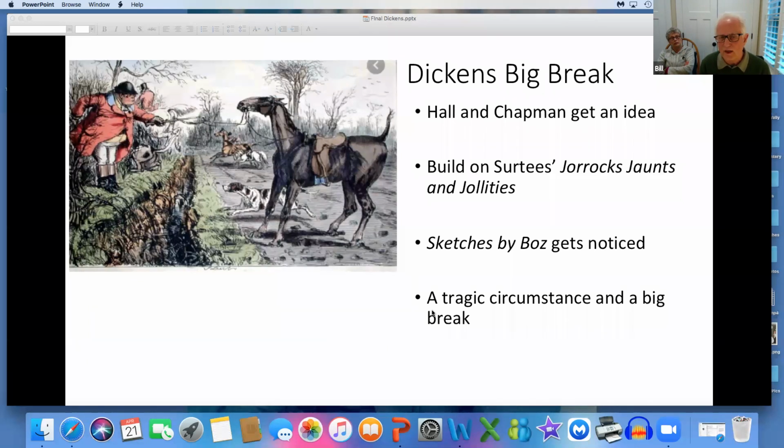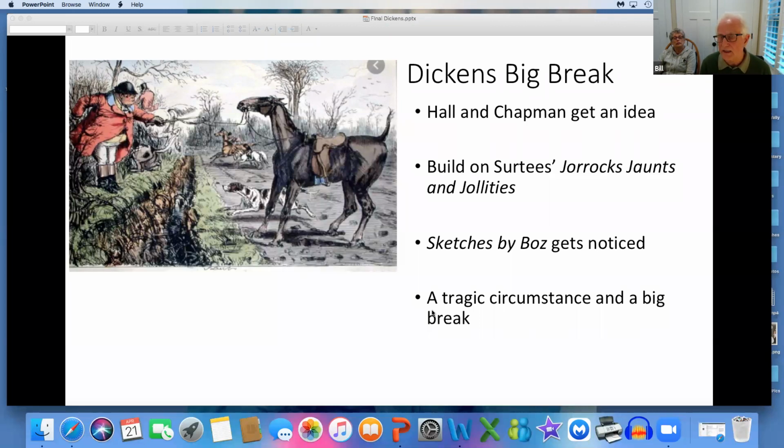And they noticed the articles, these sketches by Boz, and they said, we'll just hire this guy. We're going to pay him £14 for every edition that he writes. We're going to do it for 2 years. If we sell 400 of them, we're going to be fine. So let's go hire Boz.